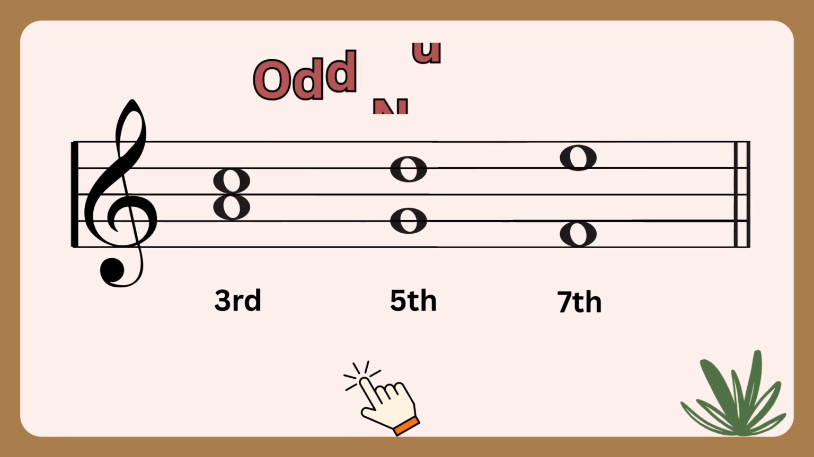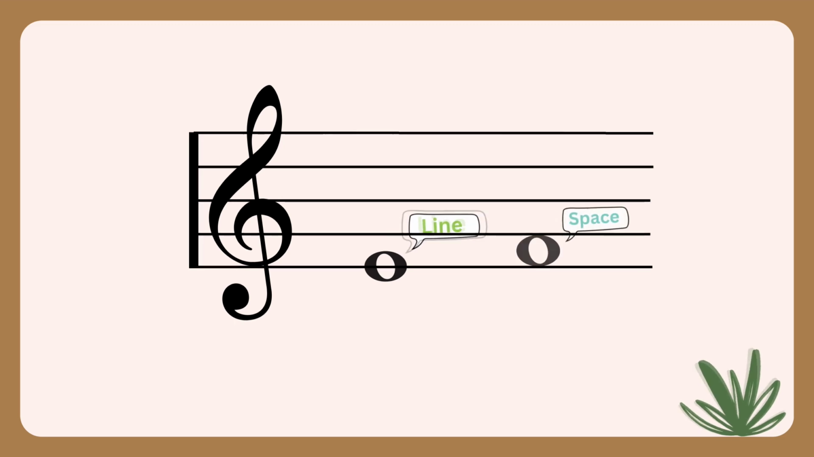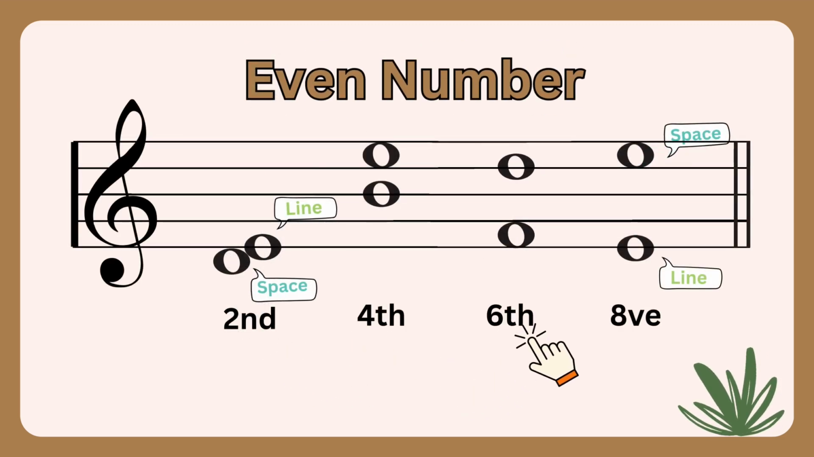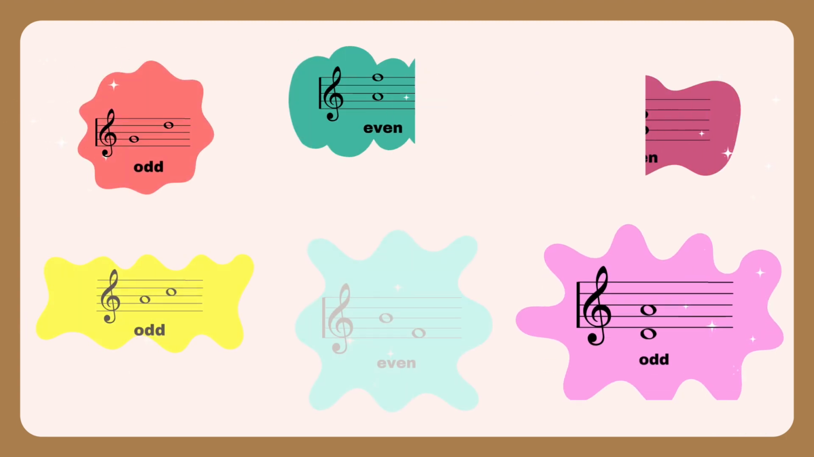odd number, third, fifth, seventh. If one note is on a line and the other on a space, the interval is an even number, second, fourth, sixth, eighth. This quick trick can help you identify intervals.